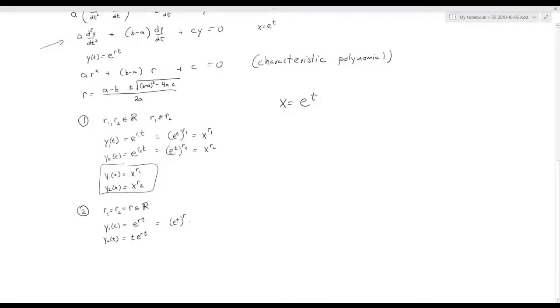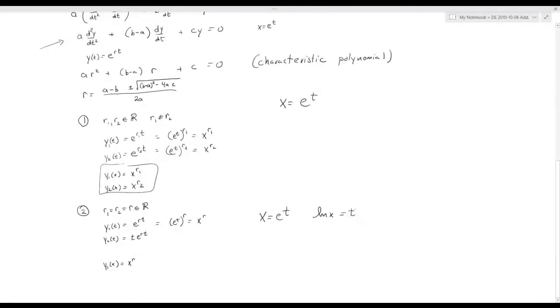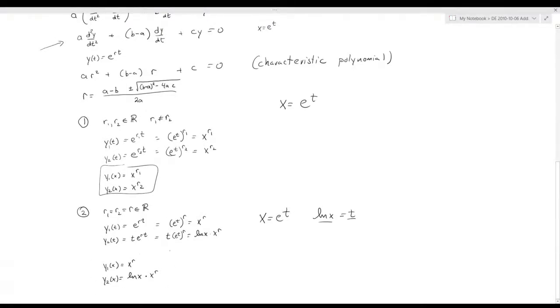Using properties of exponents, we see that in terms of x, one function in the fundamental solution set is just x to the r. Now, for the second function in terms of x in our fundamental solution set, you notice that if x is e to the t, then natural log of x is t. So here we have t times e to the t to the power r, while t is log x, and e to the t to the r is just x to the r. So that mysterious log x, right, when you have repeated roots in an Euler equation, is explained thus.